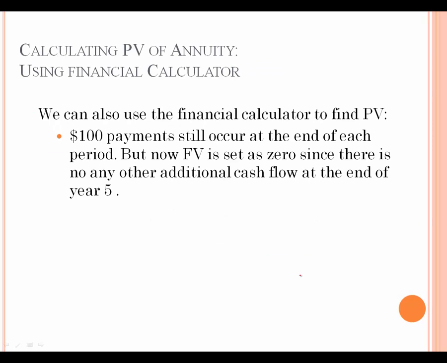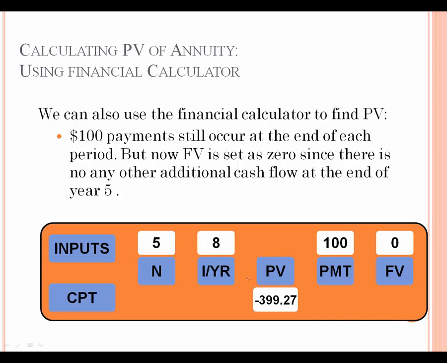If you use a financial calculator, we can just simply input 5 years, 8% interest rate, payment being 100. We compute now for PV. And you notice here we put 0 as FV because we want to tell the calculator that in addition to 5 payments, each payment being 100, there's nothing else. No additional final payment or final cash flow.